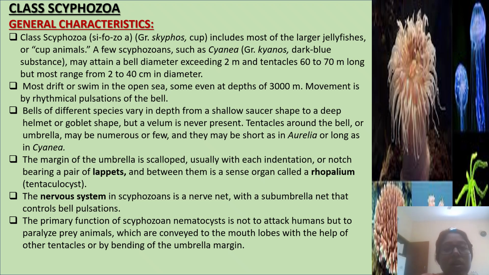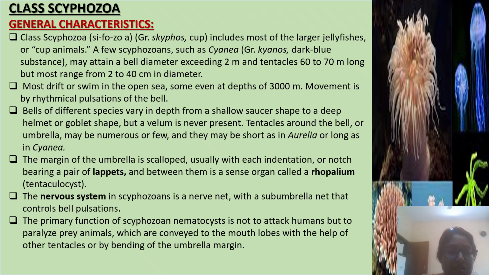Class Scyphozoa, in Greek, skyphos means cup, includes most of the larger jellyfishes or cup animals. A few scyphozoans such as Cyanea may attain a bell diameter exceeding 2 meters and tentacles 60 to 70 meters long, but most range from 2 to 40 centimeters in diameter. Most drift or swim in the open sea, some even at depths of 3000 meters. Movement is by rhythmical pulsation of the bell.